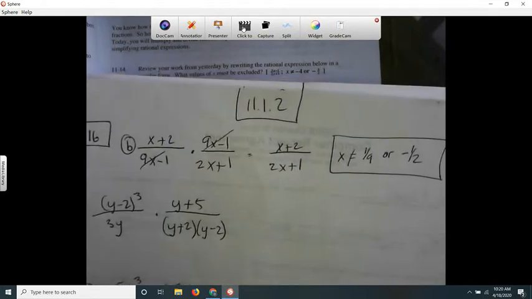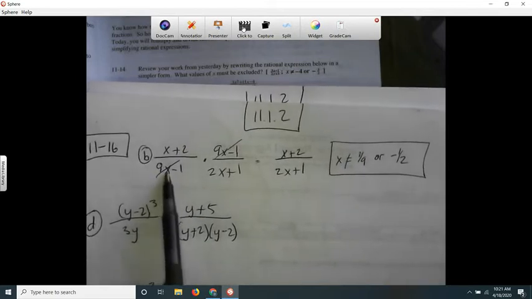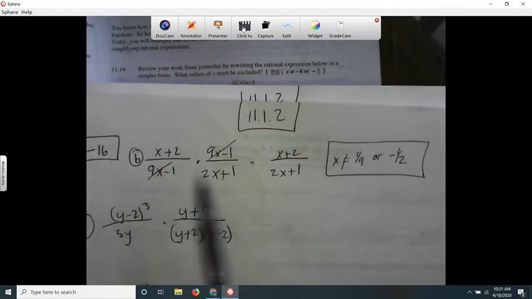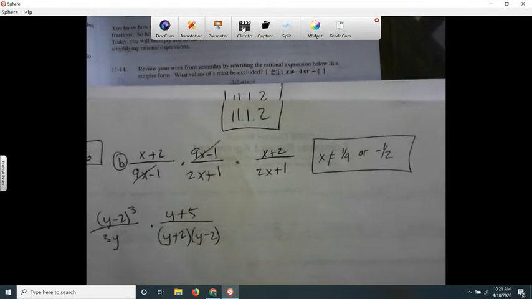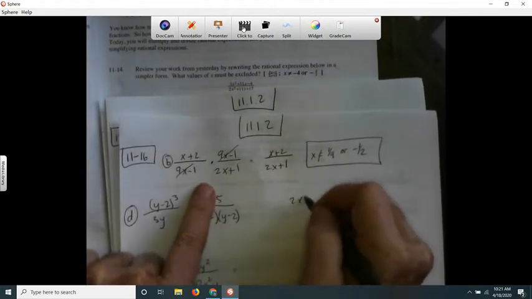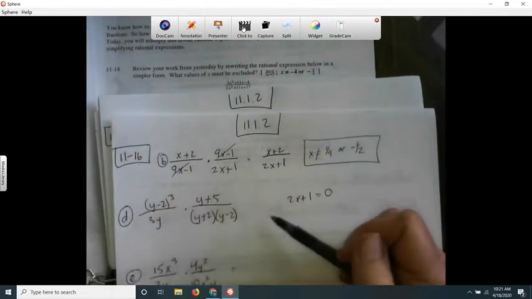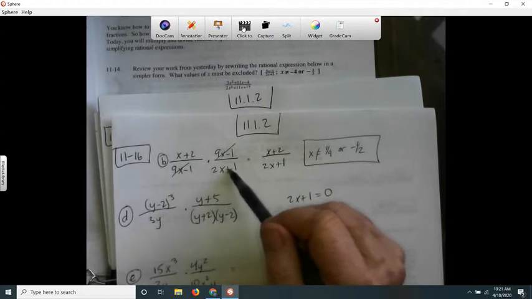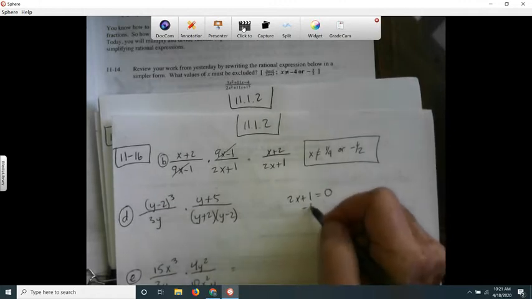Oh, and I think it did ask us to say what values of x are restricted. So here, if I plugged a 1/9 in there, that would give me a 0 denominator. And then here, if I plugged in a -1/2, that would give me a 0 denominator. And if you don't know how to tell what would give you a 0 denominator, you can go like this. You can go 2x plus 1 equals 0. Because maybe it's not obvious to you by looking at it what number would make a 0 here. So you can set it equal to 0 and do algebra.